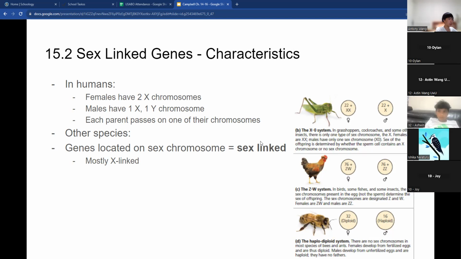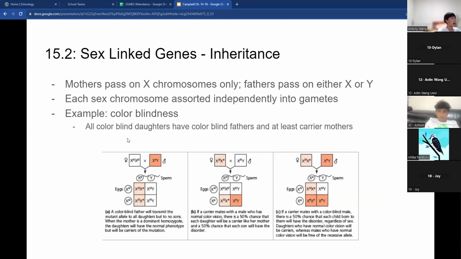Genes located on sex chromosomes are sex-linked. For humans, these are mostly X-linked because the Y chromosome is very small. Most of the genes there only code for development of the reproductive system. So sex-linked genes are usually X-linked. Sex-linked gene inheritance: mothers will always give an X chromosome to the offspring, but fathers can either give an X or a Y. That determines the sex of the offspring.